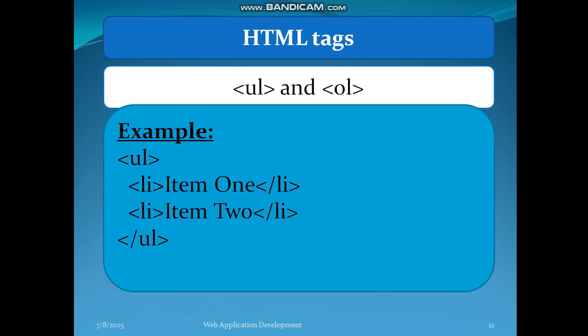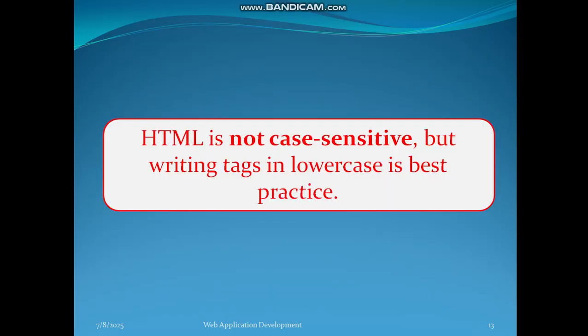We have also list tags, for example, ul and ol. ul for unordered lists and ol for ordered lists, numbered lists. And here an example of two items. For the item we use the tag li. Here we have an important note: HTML is not case sensitive, but it's considered best practice to write tags in lowercase.